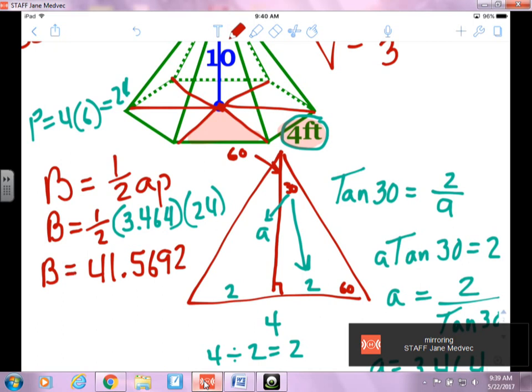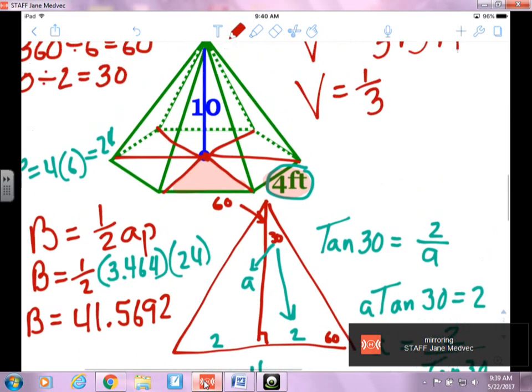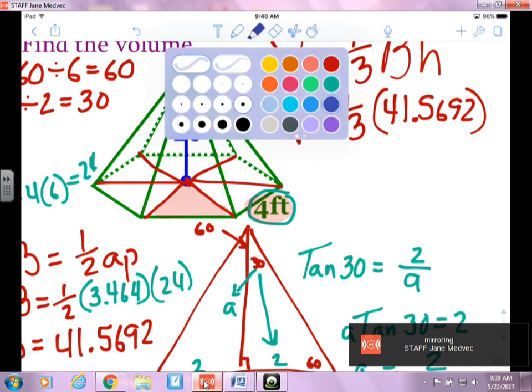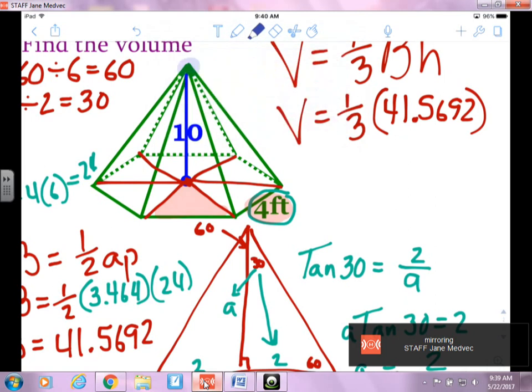And now that I have that, I'm going to come back up to my volume formula and I'm going to plug that in. So that's 41.5692. And then the height of the figure, you're going to notice, is 10. Again, it goes from the tippy top of this figure right here, and it drops straight down in the figure, and that would be 10. So I'm going to grab that number, and I'm going to make that my height.